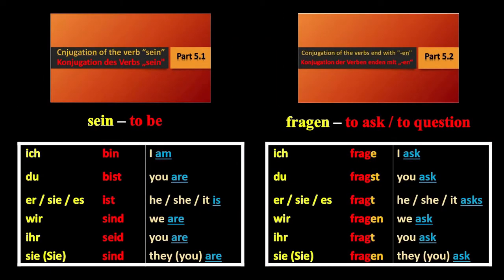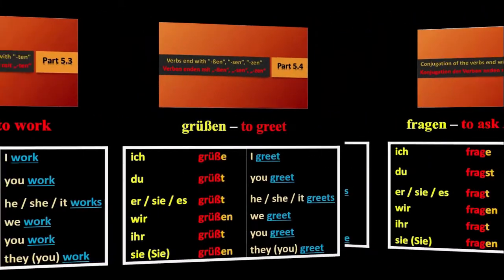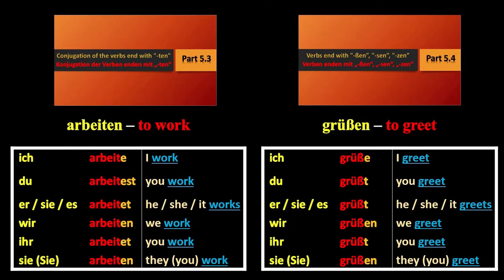Hope that you can remember the things that we learned in the previous lessons. In part 5.1, how to conjugate the verb sein. In part 5.2, how to conjugate the verbs that end in en. In part 5.3, how to conjugate the verbs that end in ten. In part 5.4, how to conjugate the verbs that end in sten, ssen and ißen.